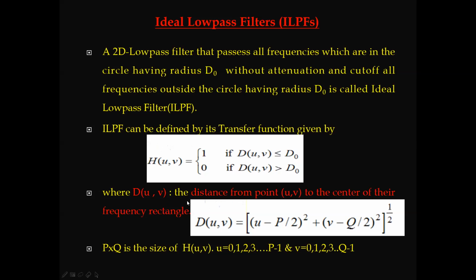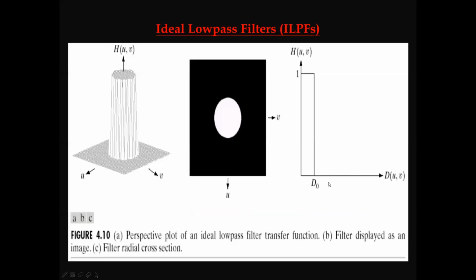Where D(u,v) is the distance from the point (u,v) to the center of the frequency rectangle. That is D(u,v) equal to [(u minus P by 2) whole square plus (v minus Q by 2) whole square] whole power 1 by 2. P into Q is the size of H(u,v), and u equals 0, 1, 2, 3, and so on up to P minus 1, and v equals 0, 1, 2, 3, and so on up to Q minus 1.